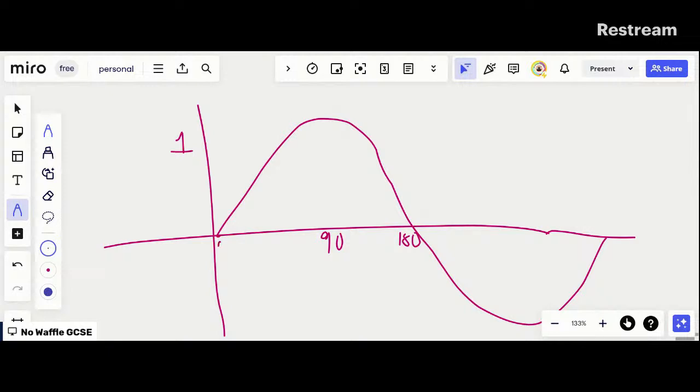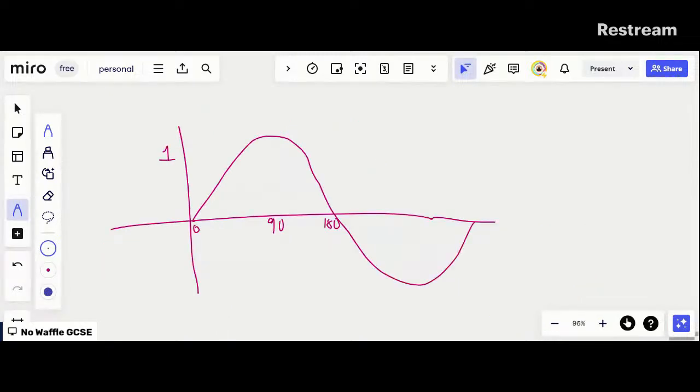So let's look at the graph shape. Which one looks like that? Which one starts at 0 and continues on? It seems to be C. So our answer for the first one is C.